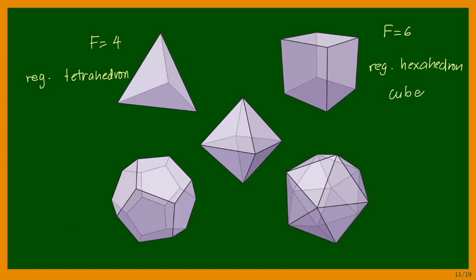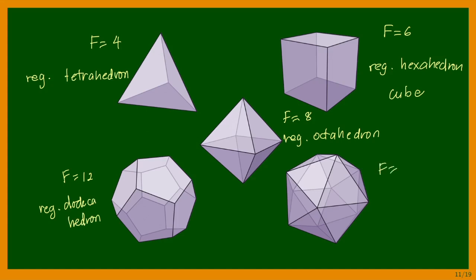Diba? Ito naman may 8 triangle na faces. Kaya ang tawag dito regular octahedron. Ito, ilang faces meron ito? Bilangin nyo nga. There should be 12 pentagon faces. Ang tawag dito regular dodecahedron. At yung pinakamalaki, yung number of faces ay may 20 faces. Lahat yan triangles. Ang tawag dyan regular icosahedron.